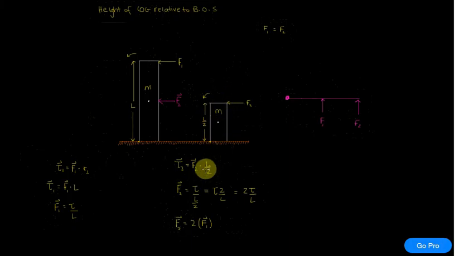Okay, so that's part 2.2, height of the center of gravity relative to a base of support. Notice that both of these had the same base of support, the same forces, and the same mass. The only thing that changed is the height of the object, the height of the center of gravity relative to the base of support.